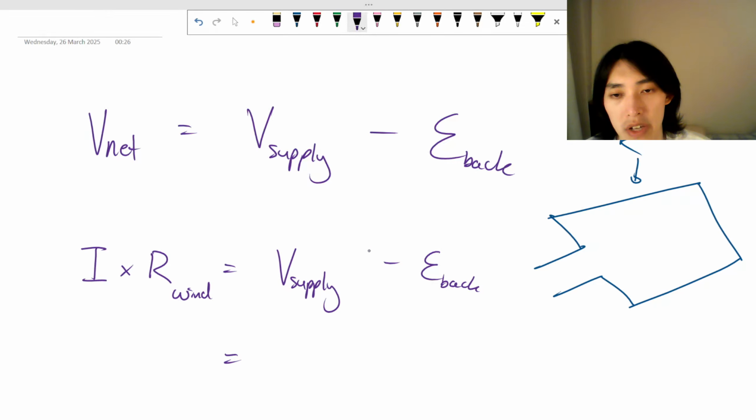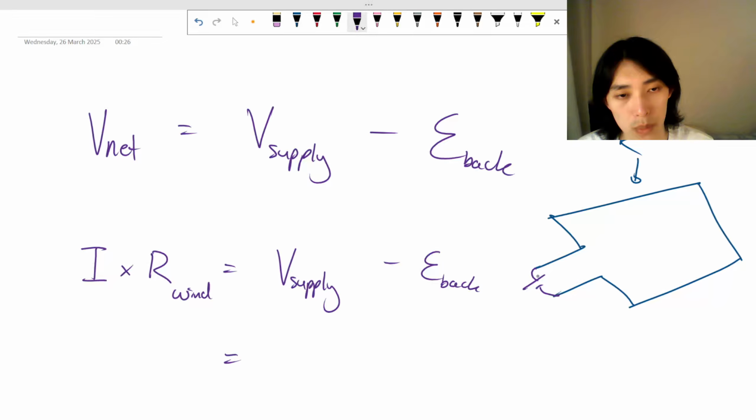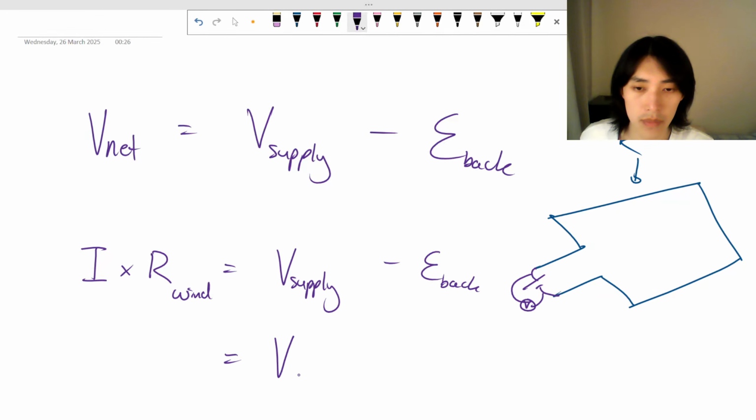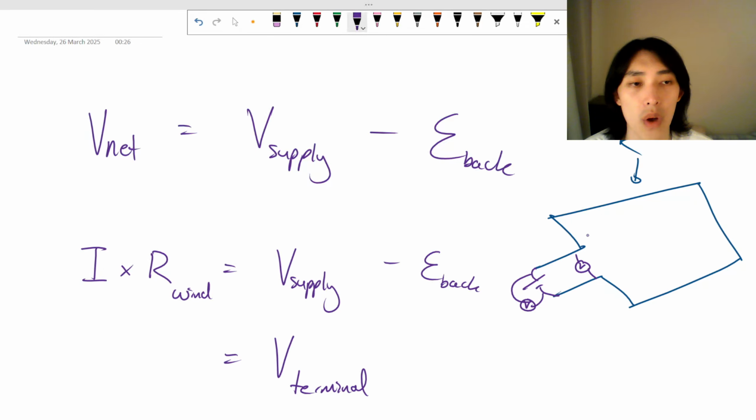And then we're also going to change our V supply. The V supply that we measure will be across the battery. So that will be our V supply. Now, V supply will be very similar in size to V terminal. And V terminal is the voltage that you measure across the terminals of the motor.